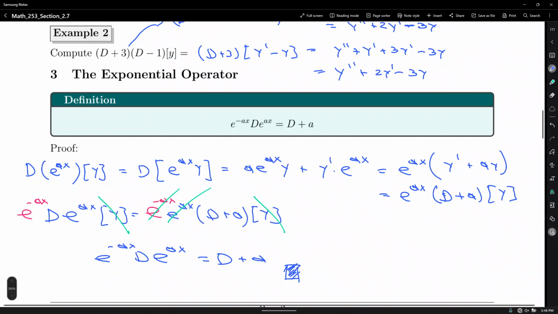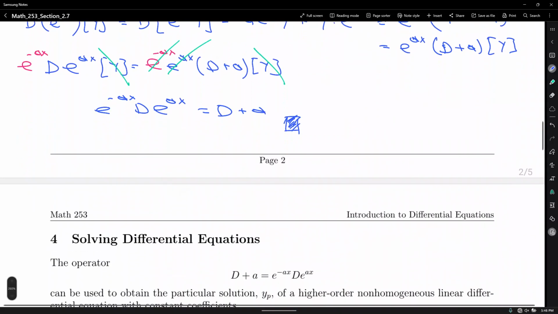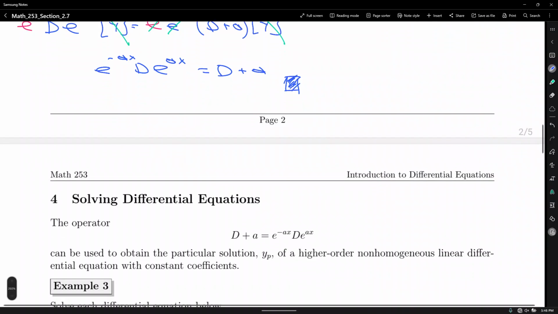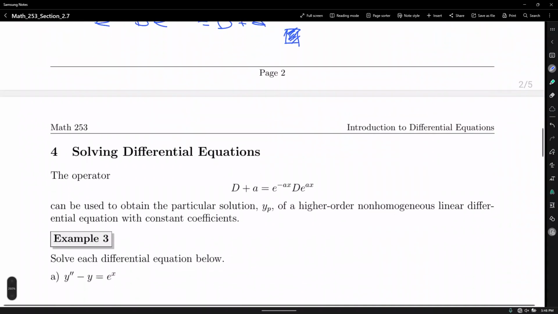Okay, so the operator d plus a equals e to the negative ax, d e to the ax, can be used to obtain the particular solution, the y sub p, for higher order non-homogeneous linear differential equations with constant coefficients.